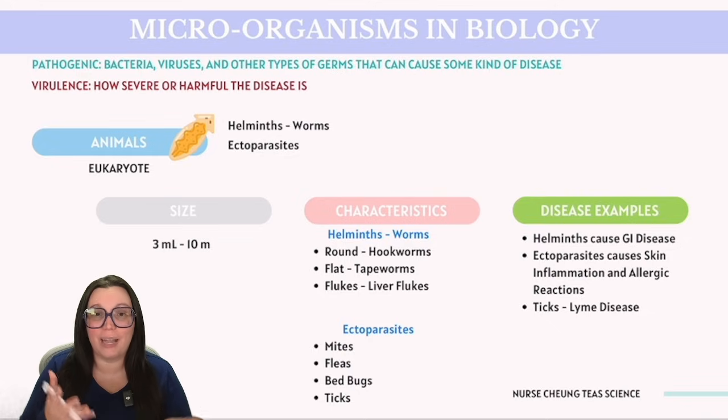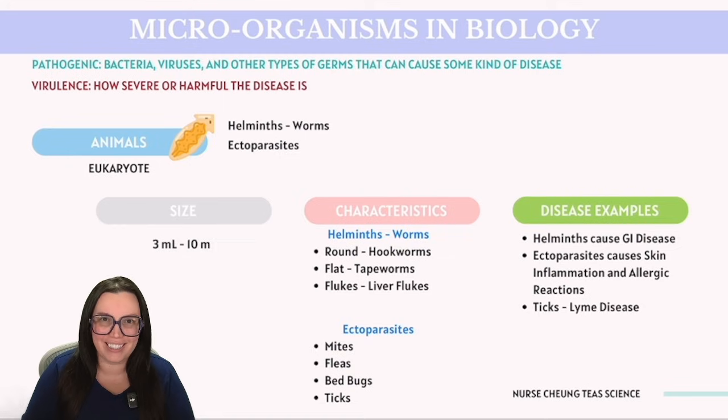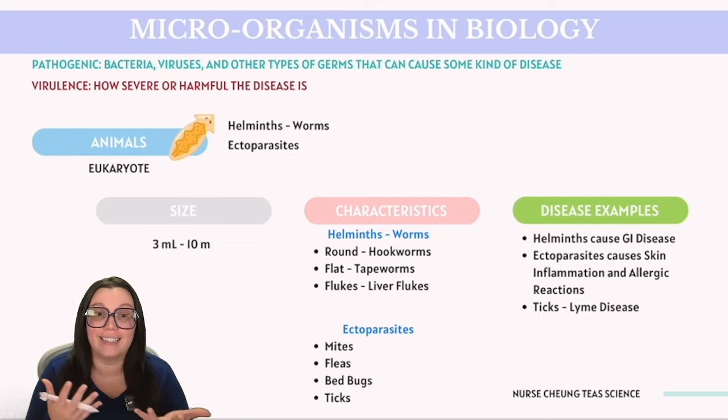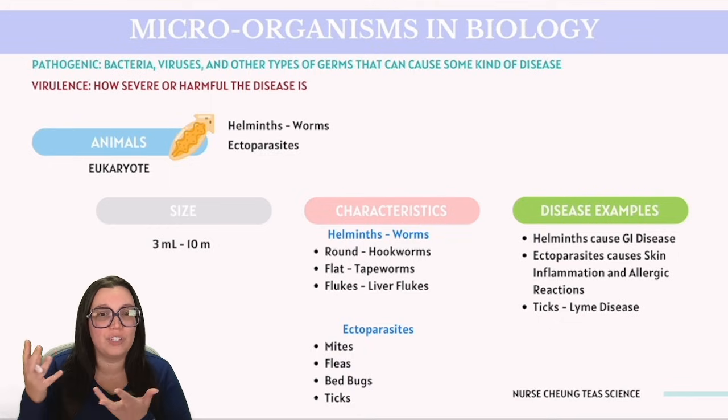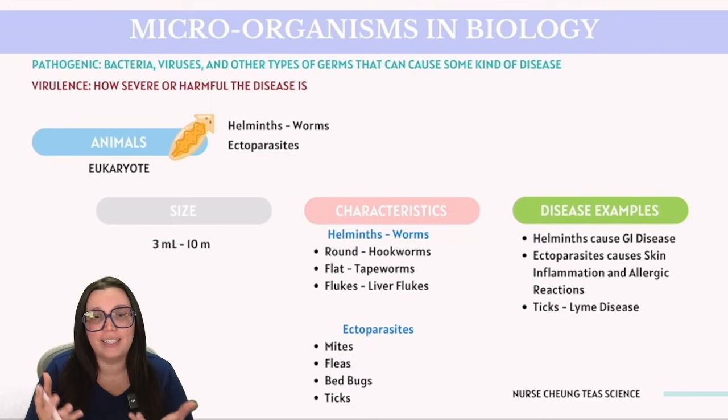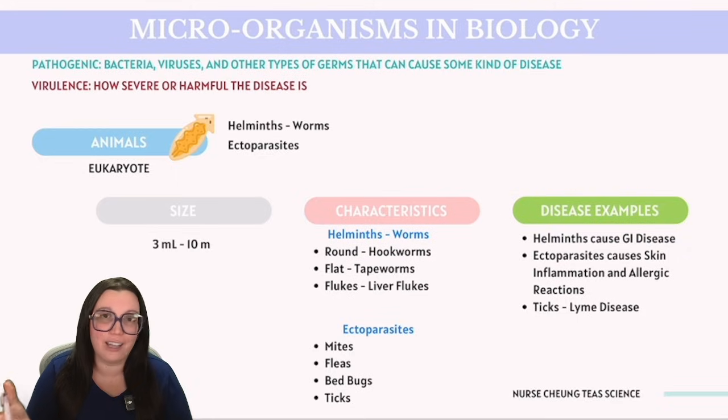As for ectoparasites, these include organisms like mites, fleas, and bedbugs. These parasites are primarily known for causing skin irritation and inflammation. They attach to the skin, feeding off the host, and often leading to discomfort and allergic reactions. If we consider creatures like ticks, they can transmit bacteria through their bites, known as Lyme disease. A tick bite introducing bacteria into the skin can potentially lead to significant health issues.